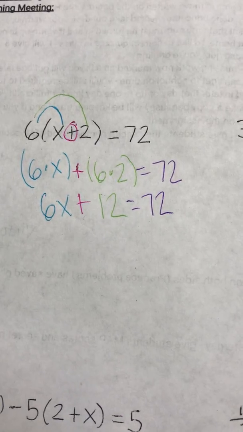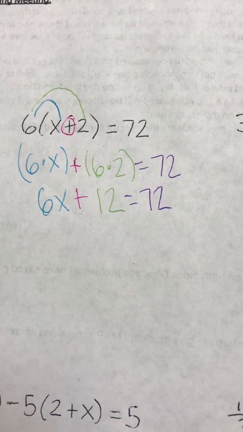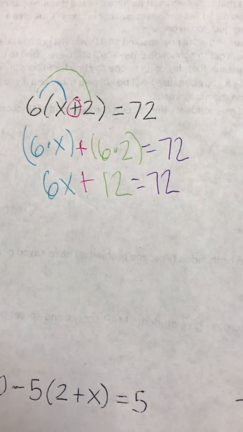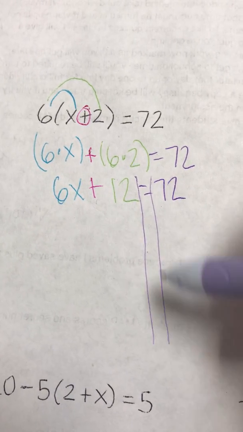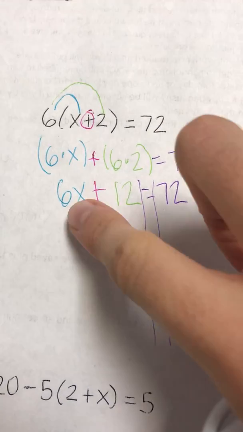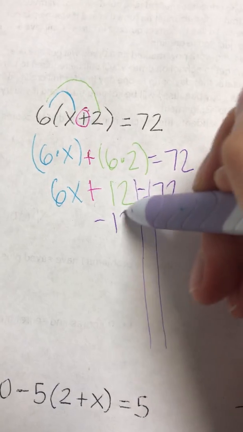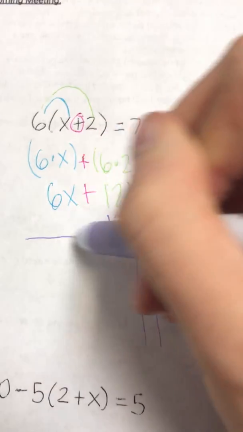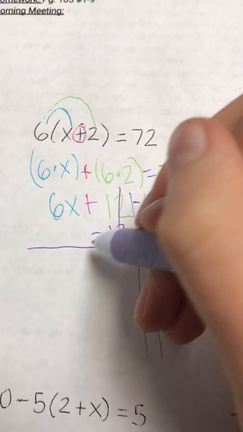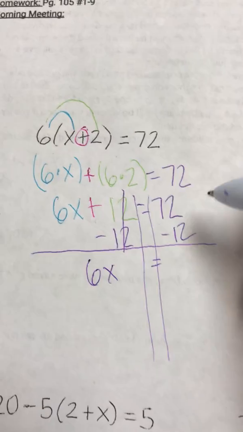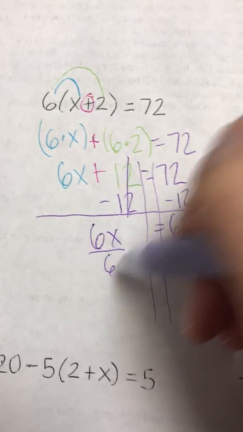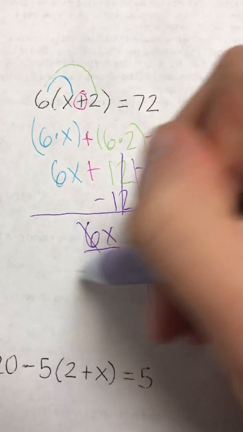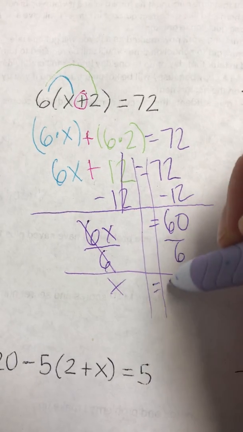Now we're at a point in an equation that you definitely have been doing since 6th grade probably, where you have 6x plus 12 equals 72. So I get rid of the constant. If I have plus 12, the opposite is minus 12 on both sides of the equal sign. I'm left with 6x equals 72 minus 12, 60. So then I divide by 6. And I'm left with x equals 10.